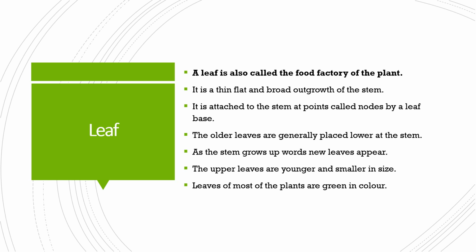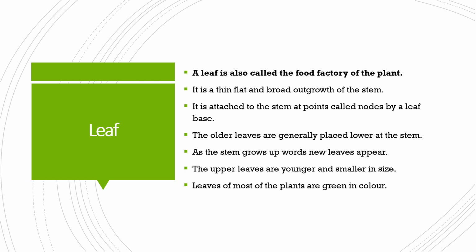We'll start with leaf. Now, we know that the leaf, which is green in color, is the food factory of the plant. Why the food factory of the plant? Because it is the site of photosynthesis where the production of food takes place. In this way, leaf is also known as the kitchen of the cell. It is a thin, flat and broad outgrowth of the stem. It is attached to the stem at points which are known as nodes.